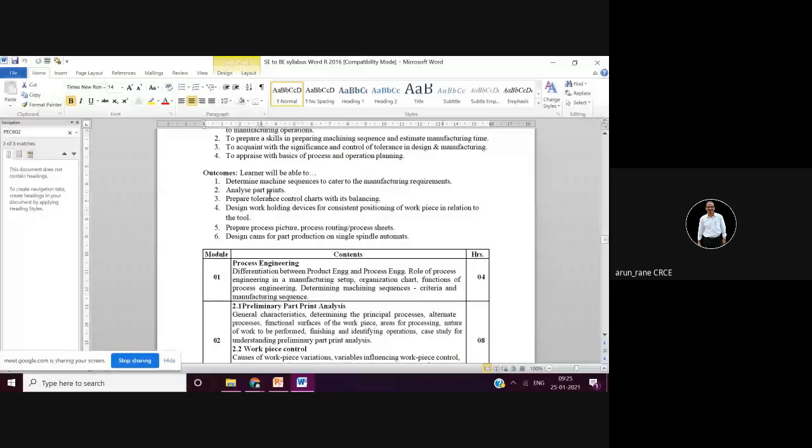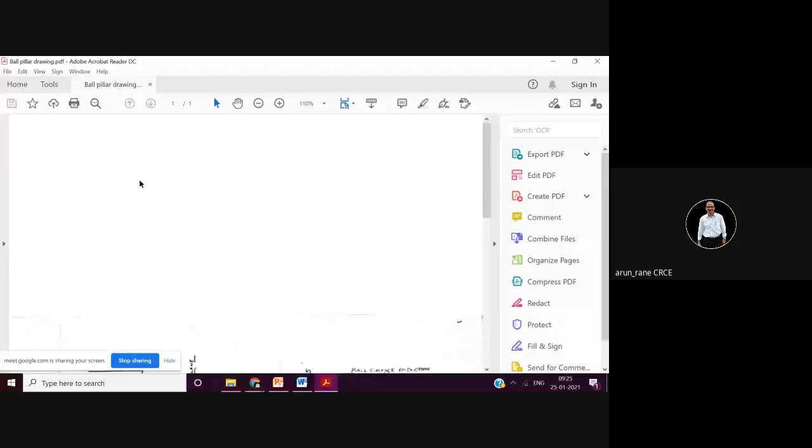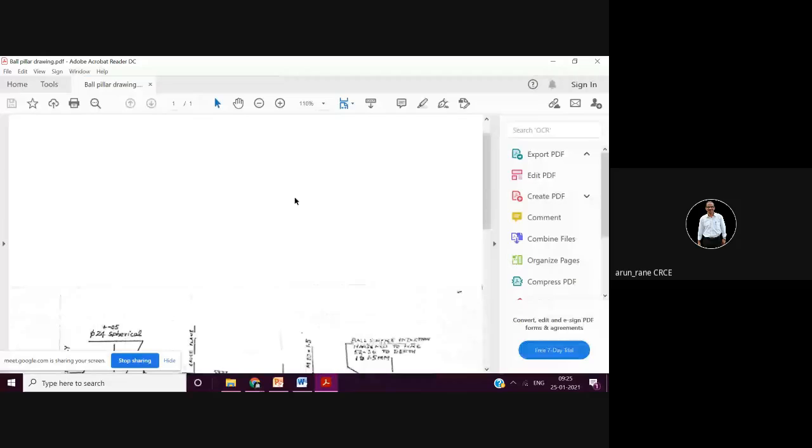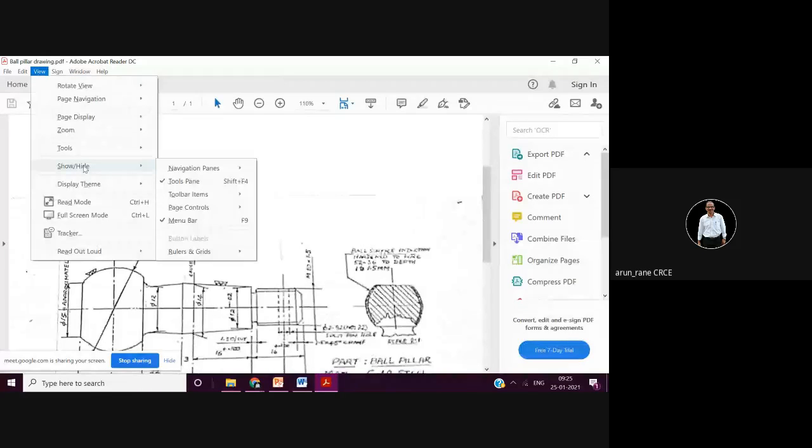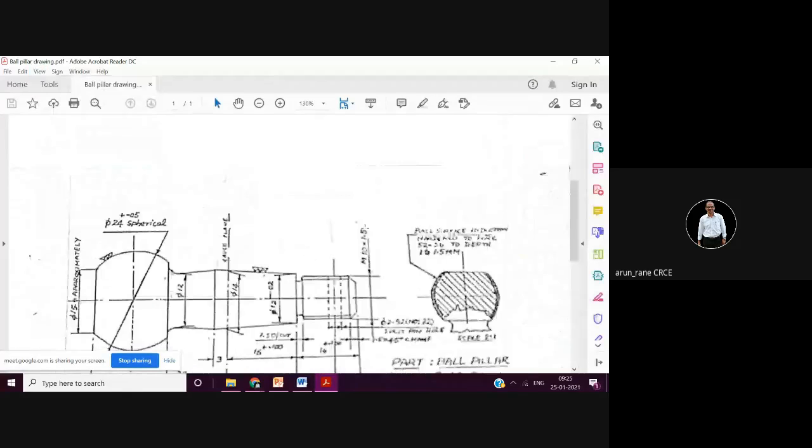Then you must be able to analyze the part prints. Analyzing part prints means you are doing the postmortem of the part prints. Like I'll show this component. So every dimension you have to study here.